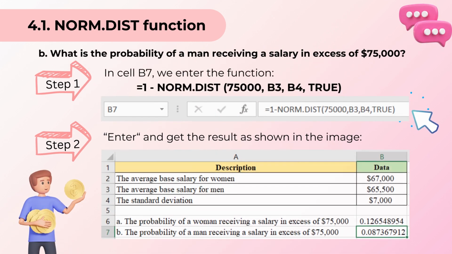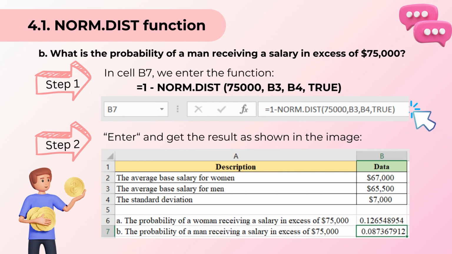B. We can use the same approach as in part A. Step 1. In cell B7, we enter the function =1-NORM.DIST(75000, B3, B4, TRUE). And step 2. Enter to get the result.